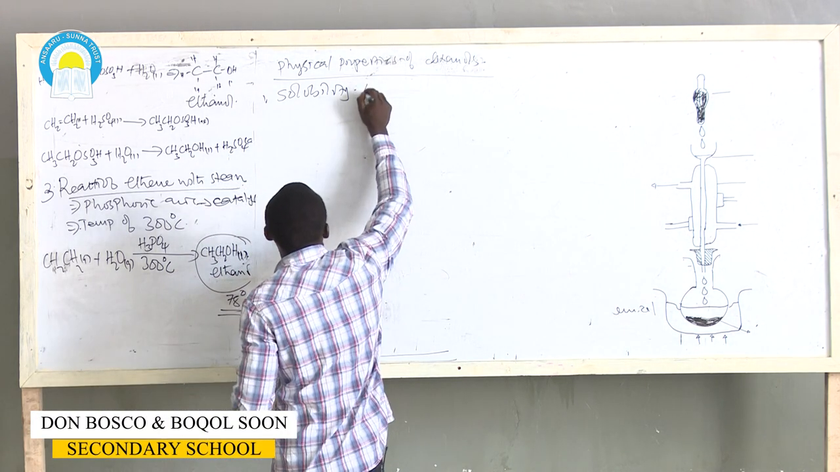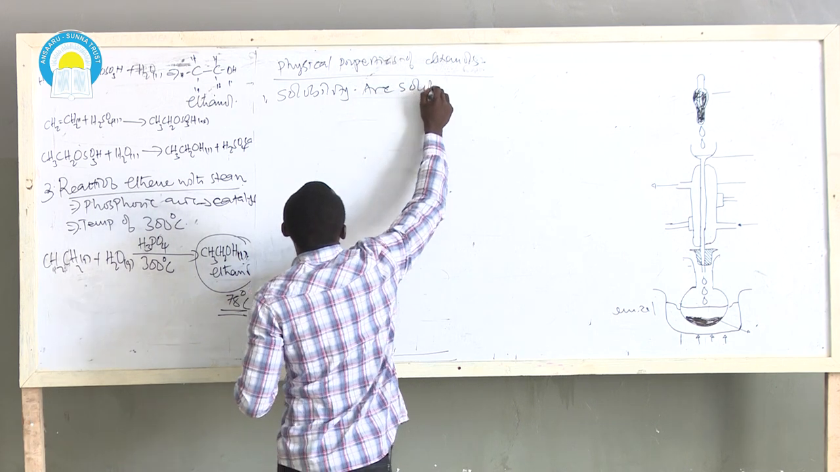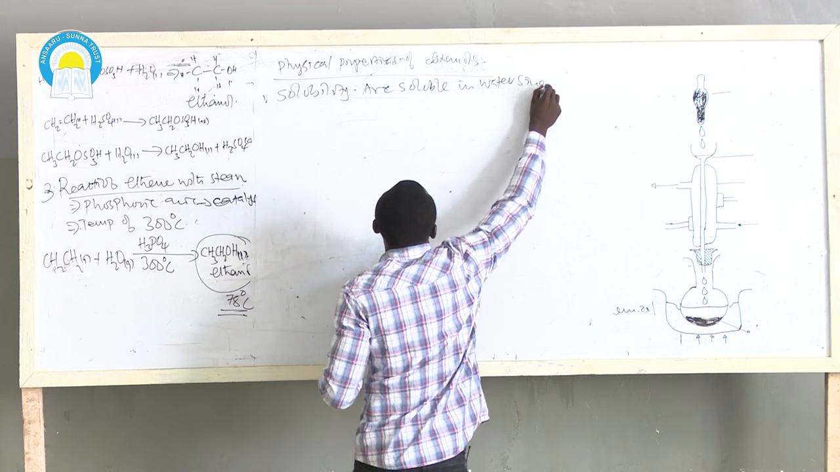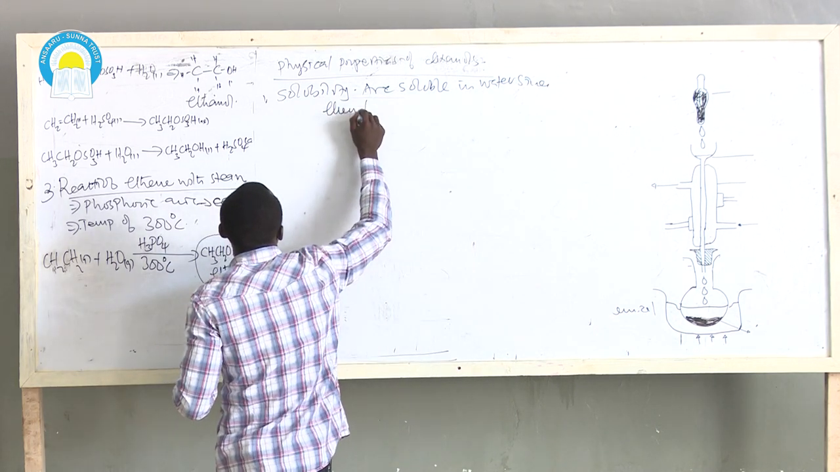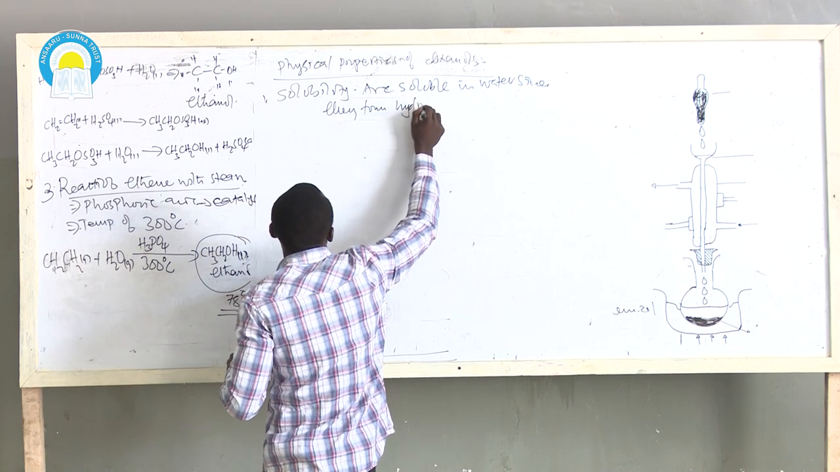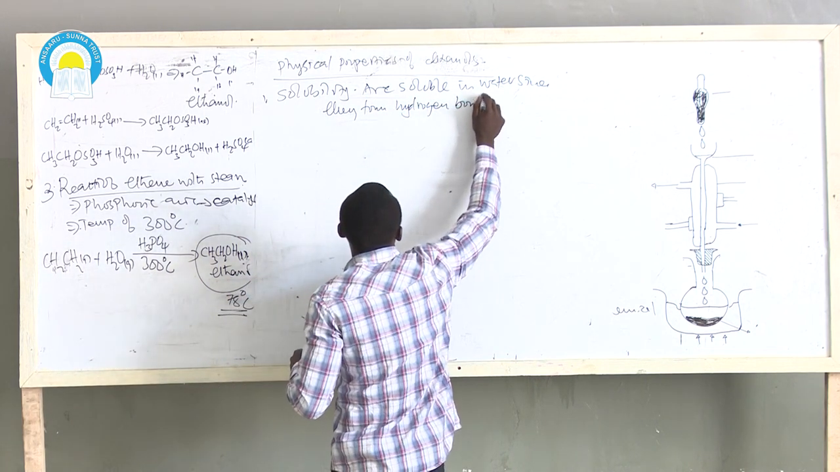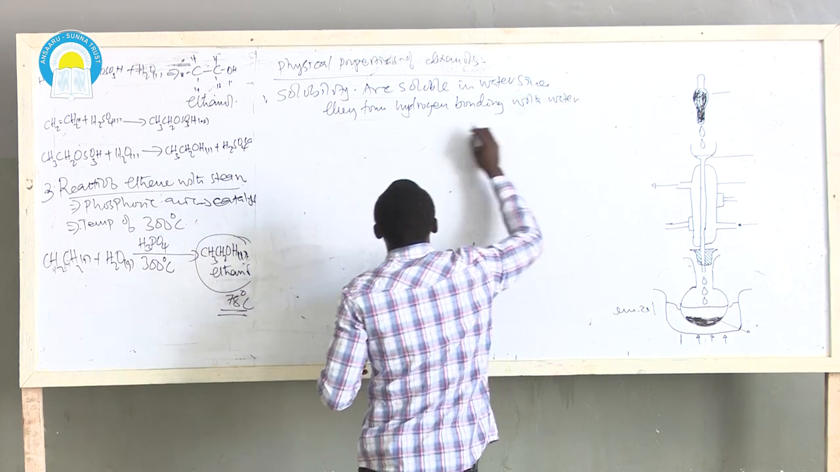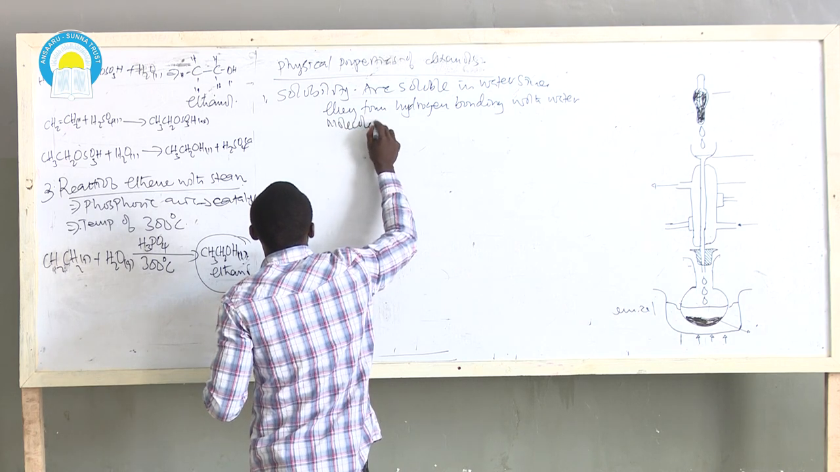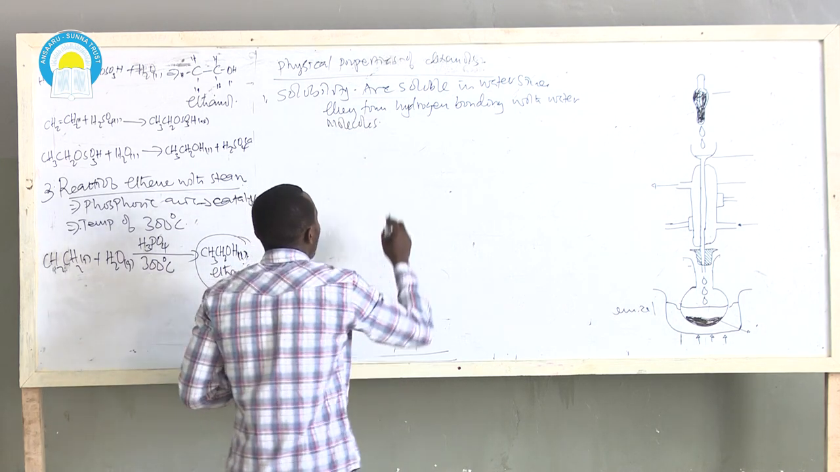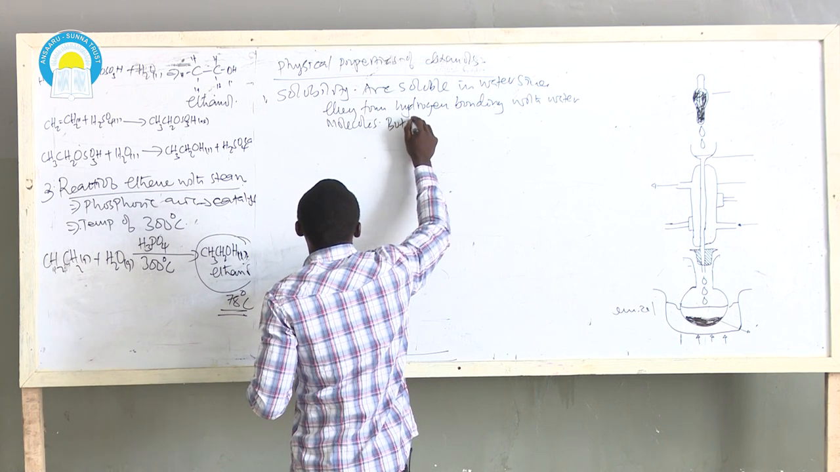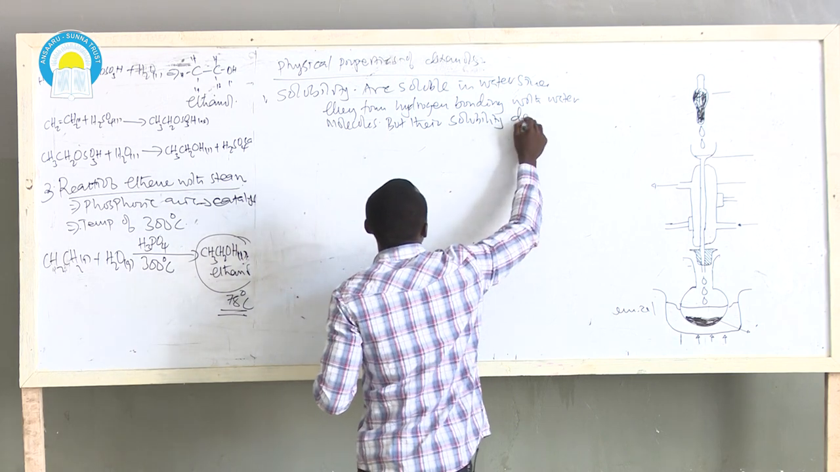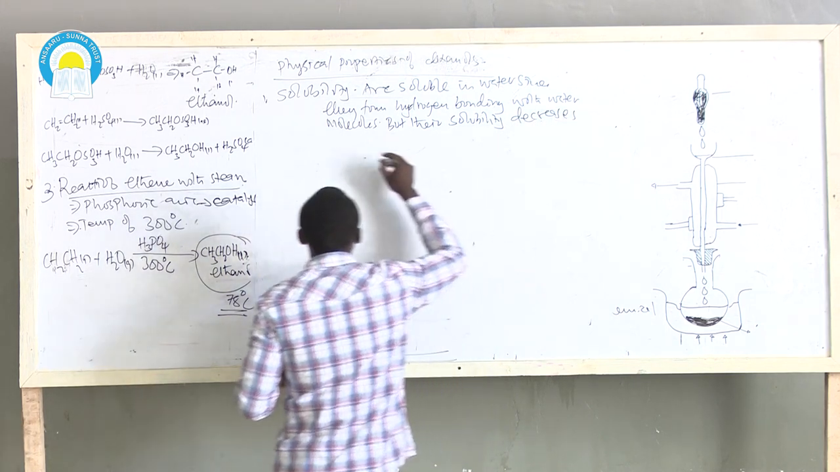So we say that alkanols are soluble in water, since they form hydrogen bonding with water molecules. But we say that their solubility decreases with increase in molecular mass.